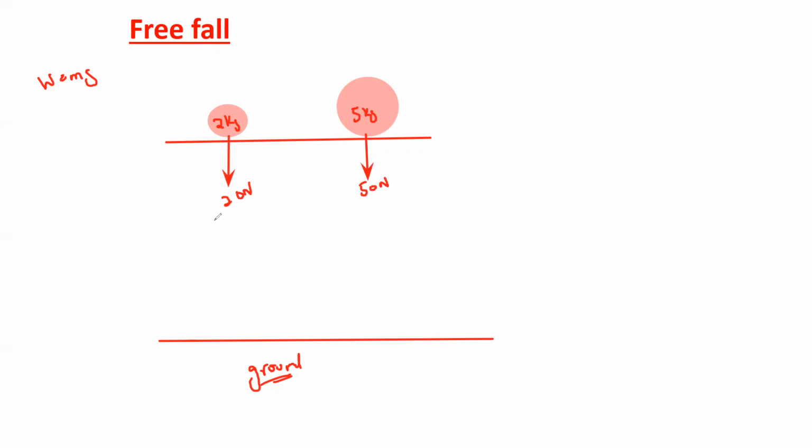Because these objects have weight, or they experience the gravitational force of the earth, they tend to move towards the surface of the earth. And this motion we call a free fall motion. So basically, what is the definition of a free fall motion? It means when objects fall freely under the effect of gravity, or due to their weight, we call that a free fall motion.